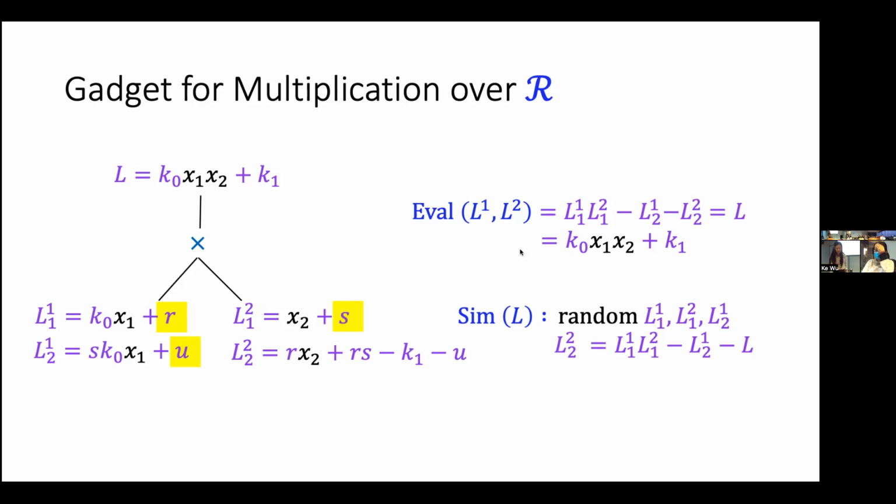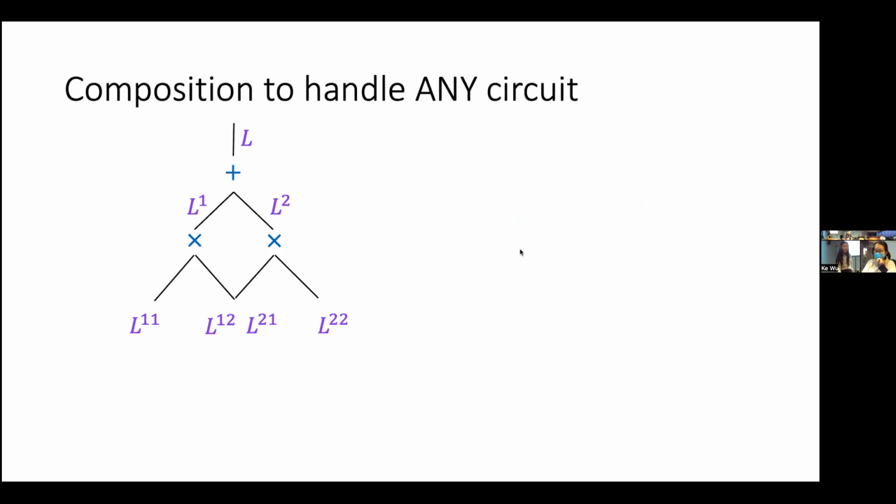Extremely simple. Well, great. And typically garblings are very composable. So if I have a more complex circuit, all I need to do is garble gate by gate, just in the same fashion as we have done. Now, that's it. I have a garbling for an arithmetic circuit.